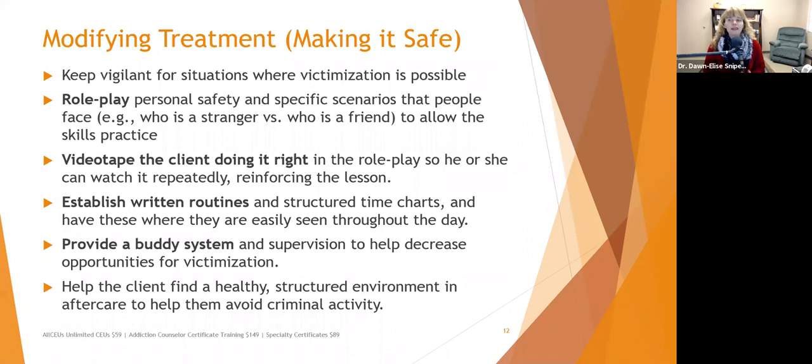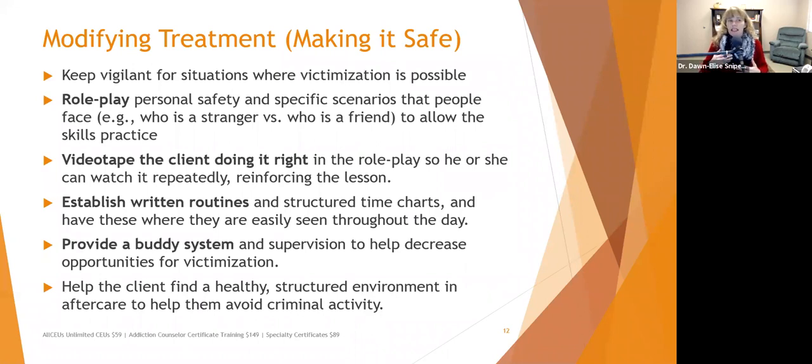Videotape the client doing it right in the role play. So when you're doing the role play, have that video running. Again, so much easier now with mobile devices. You don't have to set up this big video camera with a VHS tape. Videotape the client doing it right so he or she can watch it repeatedly, reinforcing the lesson.